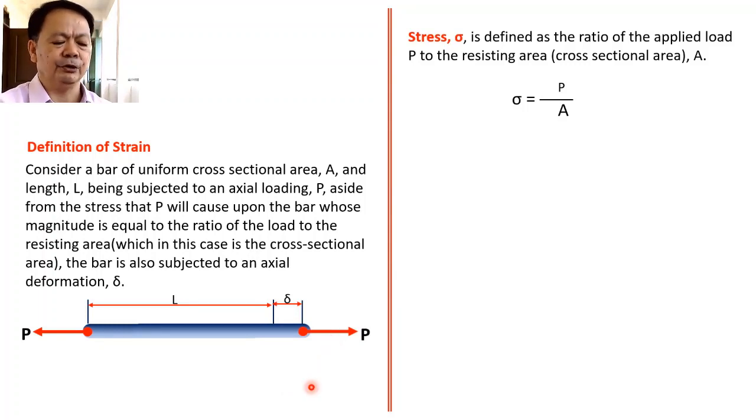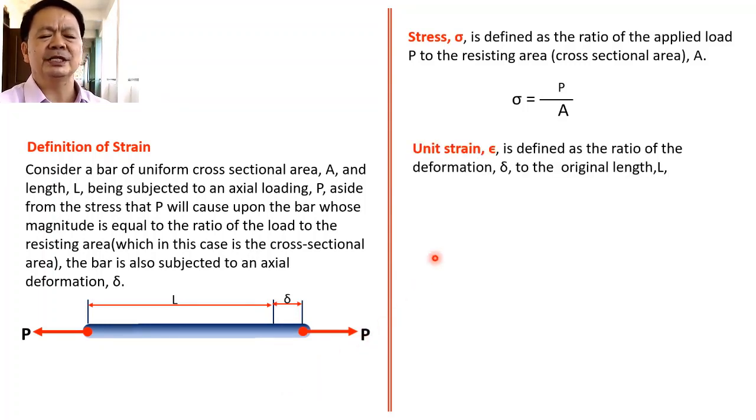And by definition, we define unit strain as the ratio of the deformation to the original length. The ratio of this deformation to that original length is called the unit strain. In symbol, we write this as strain equal to the ratio of the deformation to that of the original length.